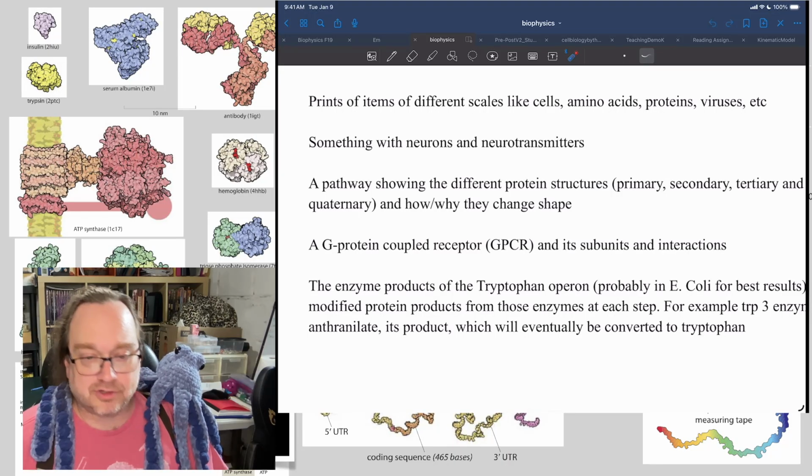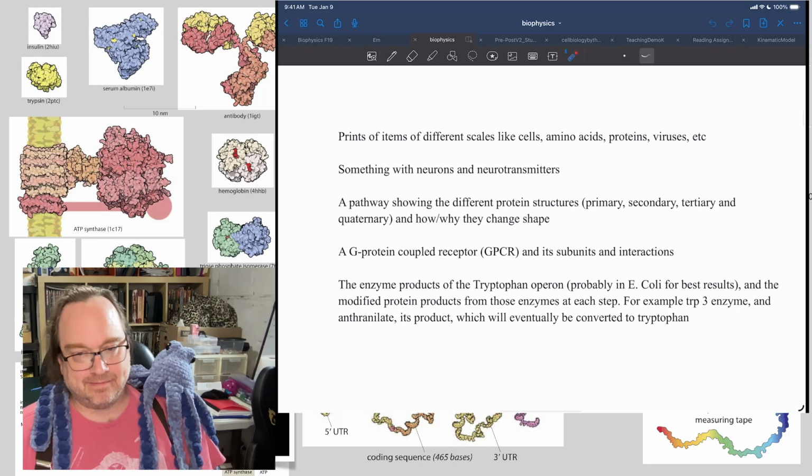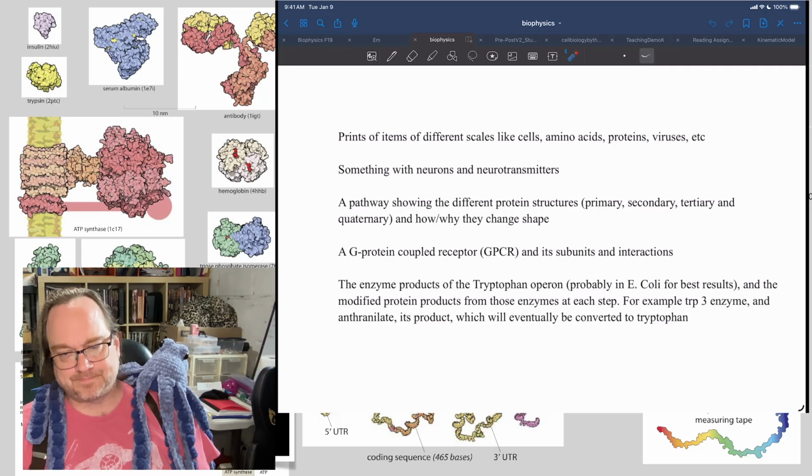Something with neurons and neurotransmitters. That's another really fun idea, right? G protein coupled receptor and its subunits interaction. That might be a really neat story, right? But again, that's a story that you're going to tell.